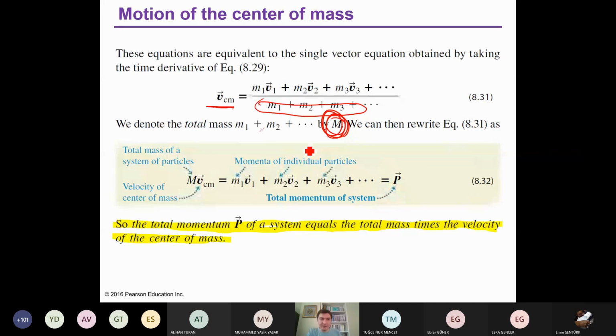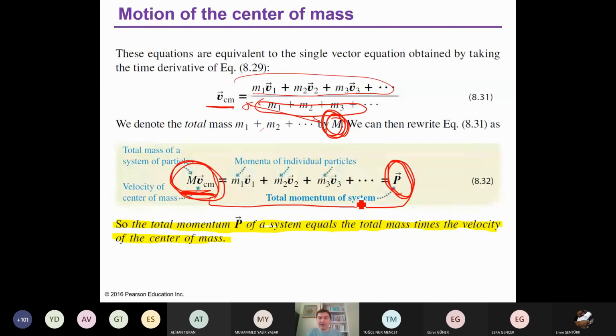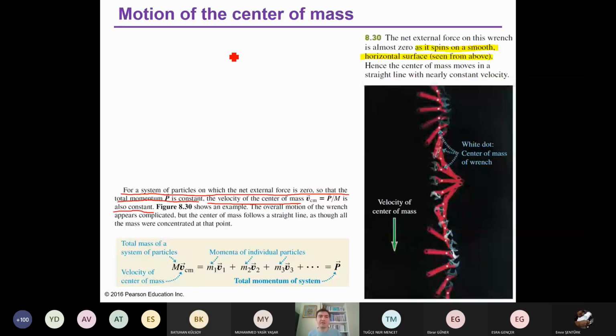Then if you multiply this out, I have here the total mass of the system times the velocity of the center of mass, equal to m1 v1 plus m2 v2 plus so on. What about M times v? M times v is the total momentum of the system. Now I have a relation between the total momentum of the system and the velocity of the center of mass. Okay, let's continue with the motion of the center of mass.